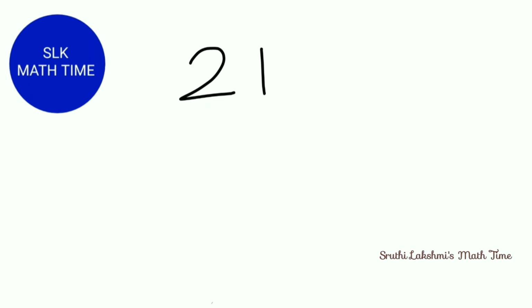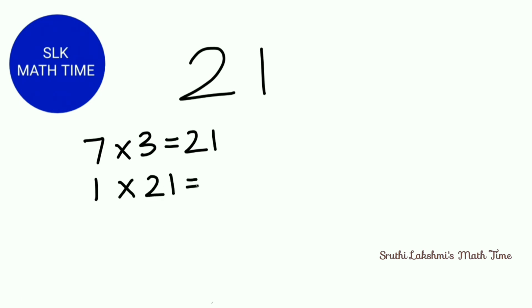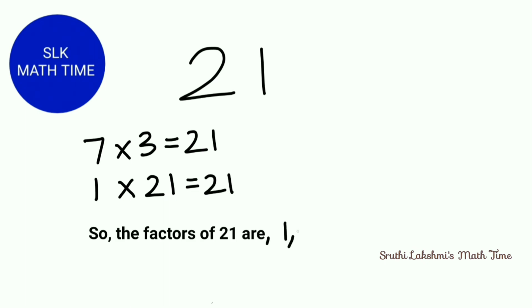Now let's take 21 as an example. So let's see what equations equal 21. So 7 times 3 equals 21. Next we can do 1 times 21 which equals 21. So the factors of 21 are 1, 3, 7 and 21.